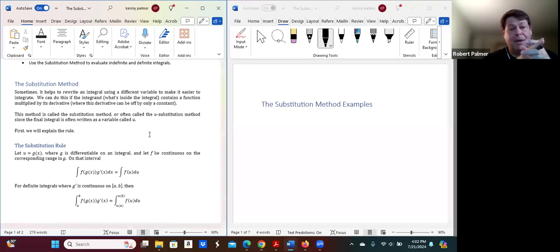Sometimes it helps to write an integral in a way that's easier to integrate. Okay, that makes sense. Now the question is how and when can we do that? So let's look at an example to get us started. Let's come over here.